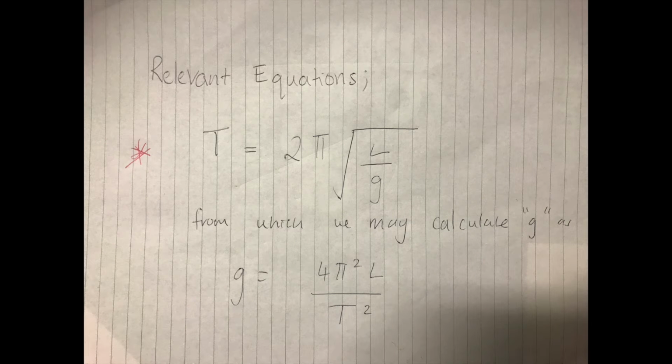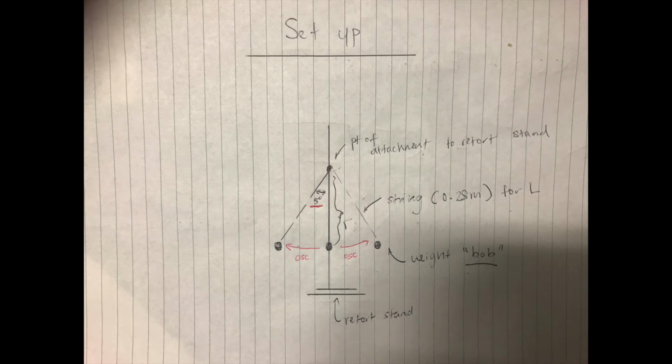A simple pendulum is made of a long string and a weight with high density. The period of oscillation of a simple pendulum may be found by the formula T equals 2 pi square root of L over g, from which we may calculate g as being g equals 4 pi squared L over T squared. So this was set up in the lab.